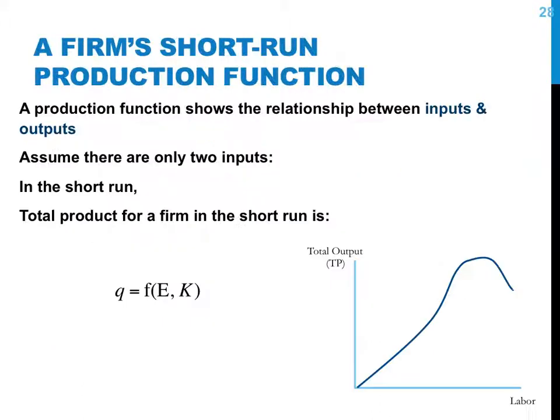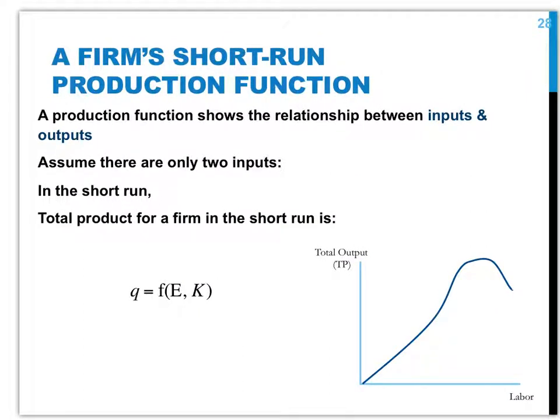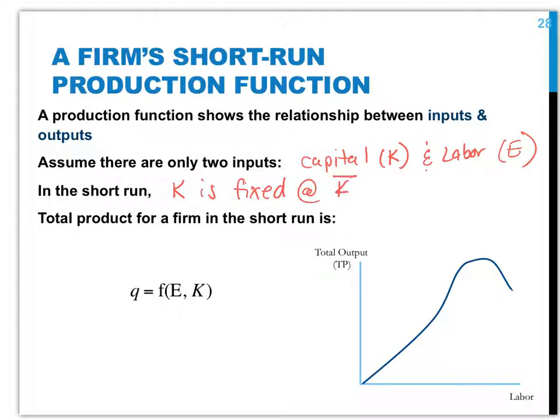So a firm's short run production function is going to show the relationship between inputs and outputs. Let's assume that there are only two inputs, capital, which we'll denote with a K, and labor, which we're going to denote with an E, because we've already used L for leisure. We don't want to get confused between labor and leisure. The E stands for essentially employment hours. In the short run, the level of capital is going to be fixed. Basically in the short run, firms can't change the number of machines they have, the number of factories they have, the size of their factories. All they can change is the number of workers.